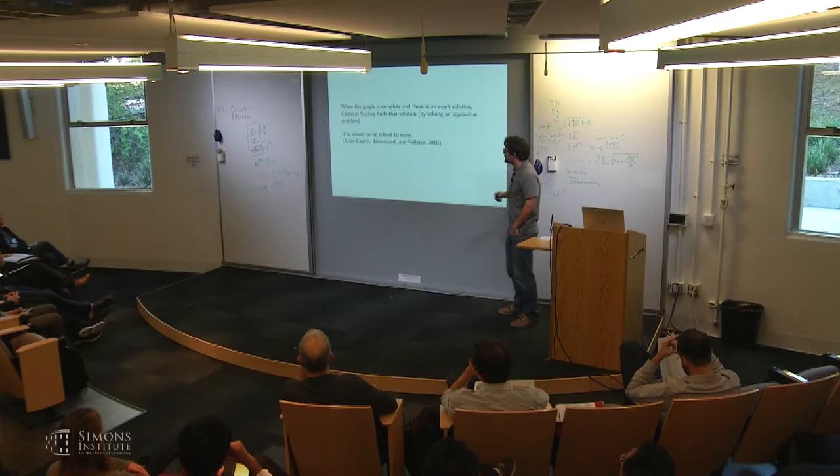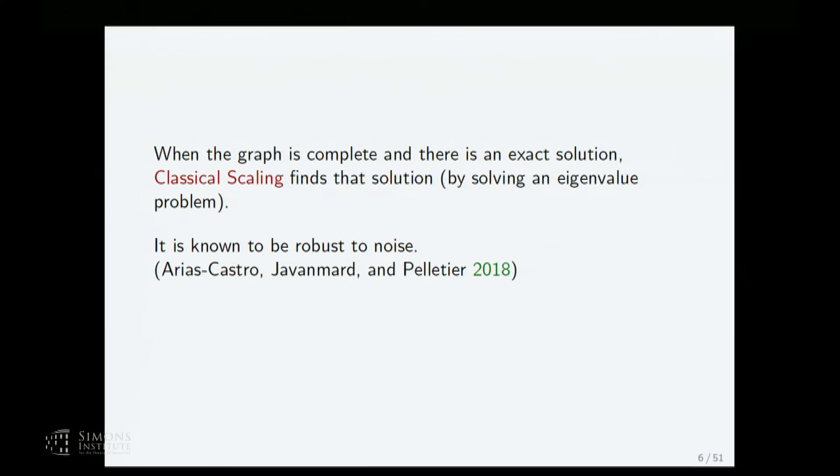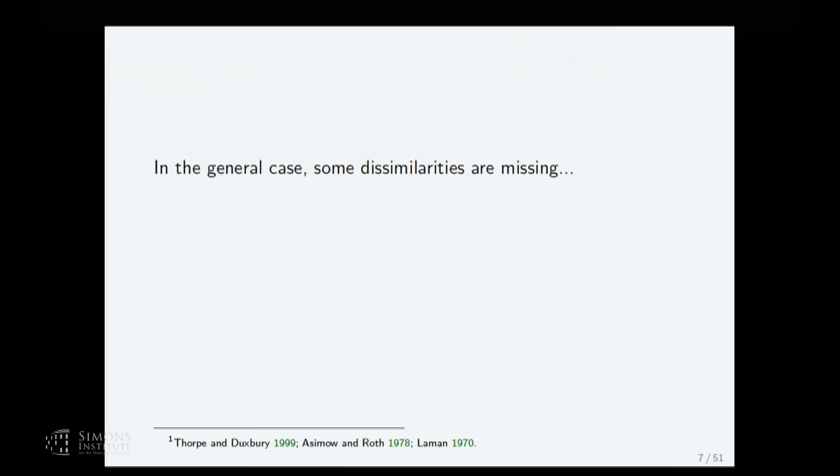Okay. So recently, I wanted to plug this in with Adele, who might be in the audience here, also participating in the program. We finished a paper showing that classical scaling is robust to noise, with implications for manifold learning. It's somewhat connected to the talk, although not directly, but it's worth mentioning. Okay, so that's the case for when the graph is complete, all the similarities are available.